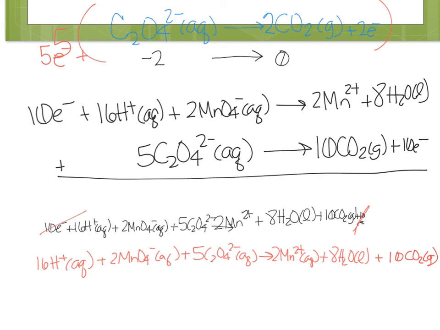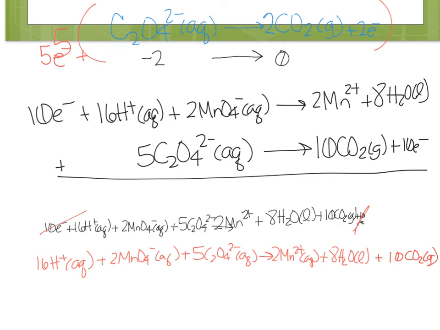So let's start with our hydrogens. I have 16 on one side. How many do you have on the other? I have 16 in my reactants. You have 16 hydrogens in your products, correct? I have 2 manganese on my reactants. How many do I have in the products? 2. We're good. I have 28 oxygens on my reactants. How many do I have in my products? I have 8 plus 20. I have 28. Perfect.